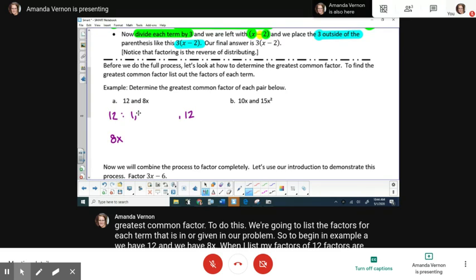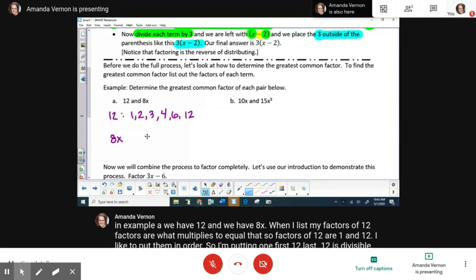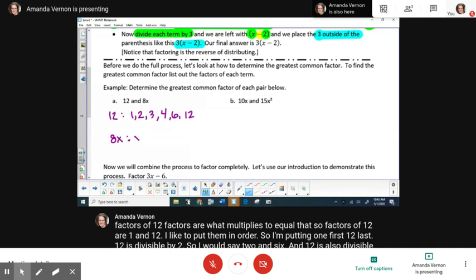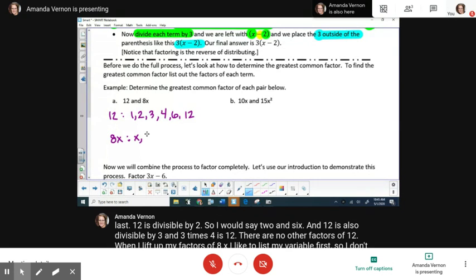12 is divisible by 2, so I would say 2 and 6. And 12 is also divisible by 3, and 3 times 4 is 12. There are no other factors of 12. When I list out my factors of 8x, I like to list my variable first so I don't forget about it. Then I'm going to list the factors that multiply to the number 8. So I would have 1 and 8, and I would have 2 and 4, and there are no other factors.